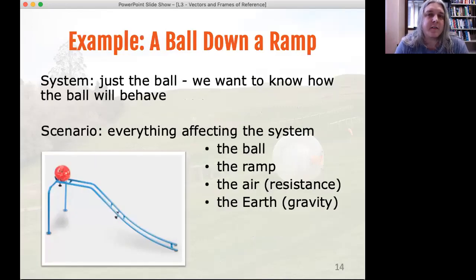Again, another example just to hopefully drive this home. The system here would be just the ball. We want to know what the ball's going to do. It's confined by the ramp. The earth is the thing that's attracting it. There is air resistance in the way of the ball. So there are all these other things that are part of the scenario. We have to be aware of them because they are relevant to this problem. But the system itself is only the thing we're concerned with knowing how it moves. In this case, that system is just the ball. We just want to know how the ball travels down this ramp.